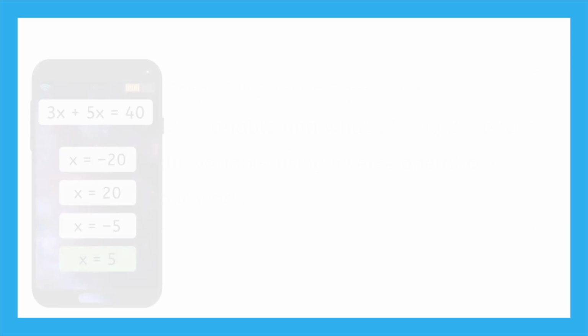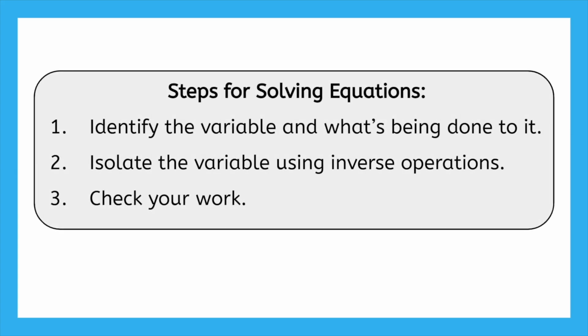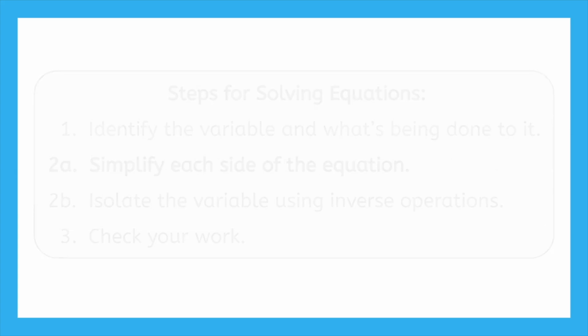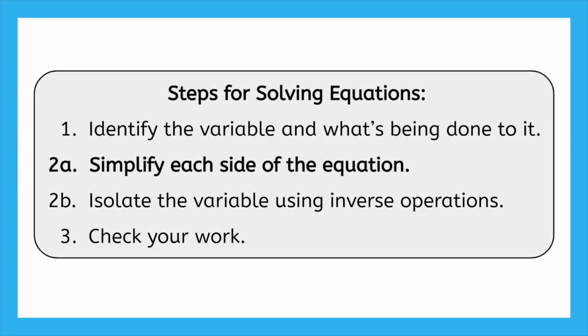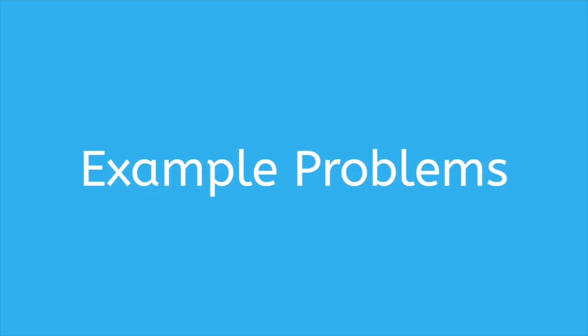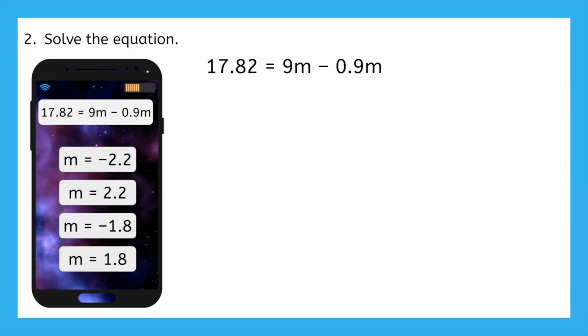It looks like sometimes we might have an extra step when we solve equations, simplifying each side of the equation. That's good to know. We'll add it to our checklist. Why don't you try the next one? 17.82 equals 9m minus 0.9m. Pause while you work.